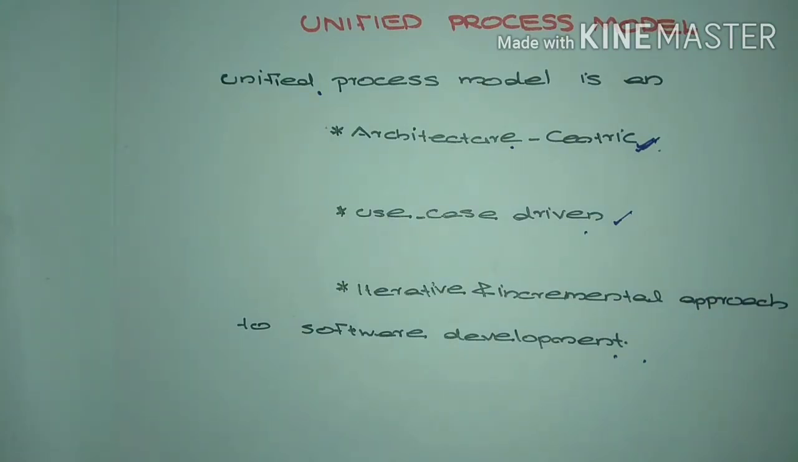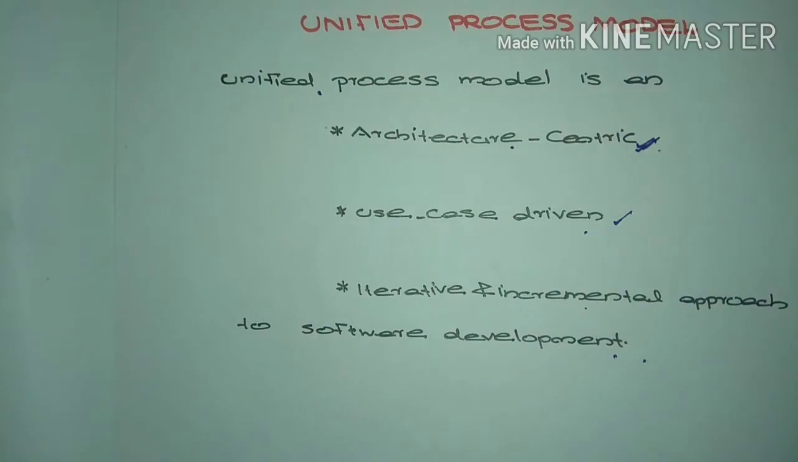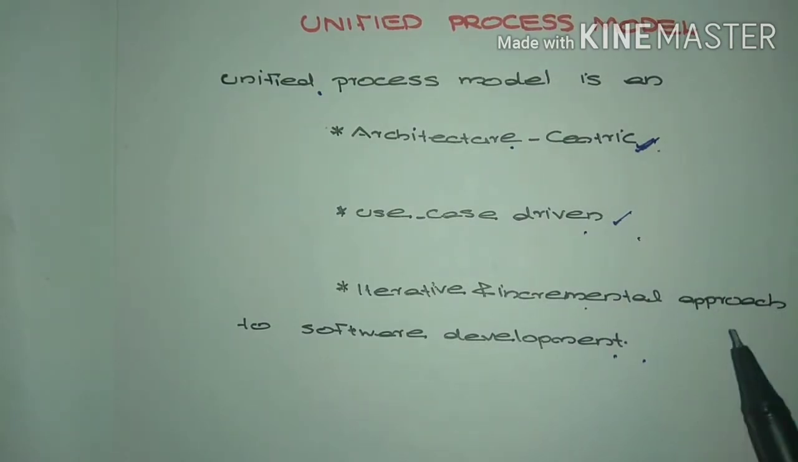Increment means we are going to do some increment or some evolution on the earlier software. The incremental model we already discussed. So increment means some evolution on the earlier process or earlier software. That is what iterative and incremental mean. So what is the unified process model? It is an architecture-centric, use case driven, iterative and incremental approach to software development.